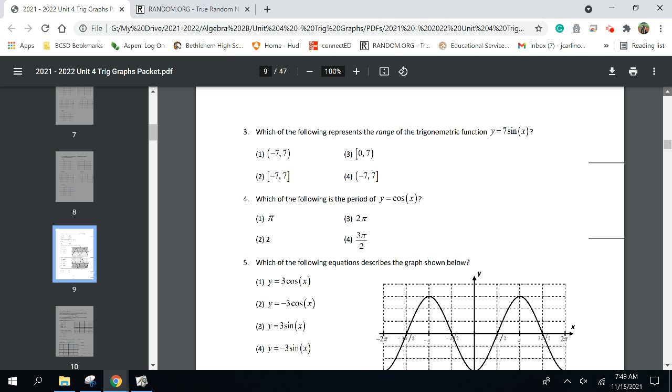What do brackets mean? Includes, does not include. What's the number out in front, Jeremy? 7. So what's that mean? What's the max? 7. Minimum? -7. So it goes from -7 to 7 on the y-axis. Does it include 7? Yeah, because it's the max. Is -7 part of the range? Yes, because it's the minimum. So if it's part of it, then it gets brackets. That's why it's choice 2. The range always gets brackets. Increasing, decreasing gets parentheses. Everyone all right? All right, we're moving. Here we go.